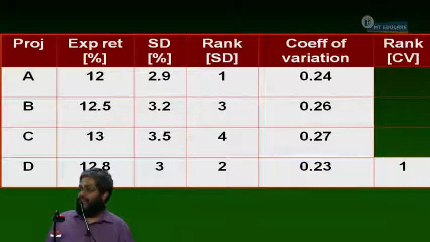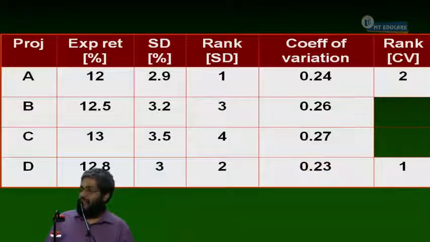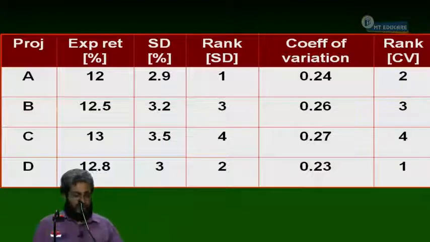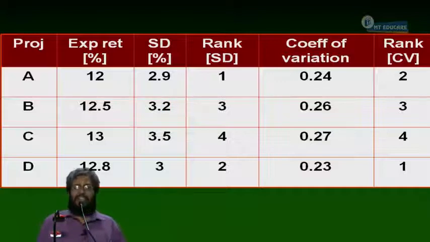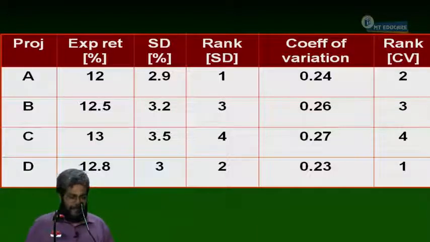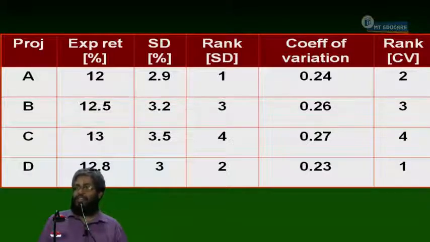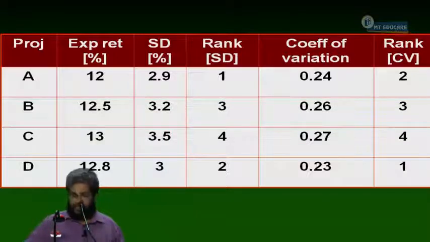When you rank, what is the first rank here? D. Second rank should be A. Third rank should be B. Fourth rank should be C. So 2, 3, 4 and 1. Tell me, in terms of coefficient of variation, which is least risky? D. Write down. D is least risky in terms of coefficient of variation.